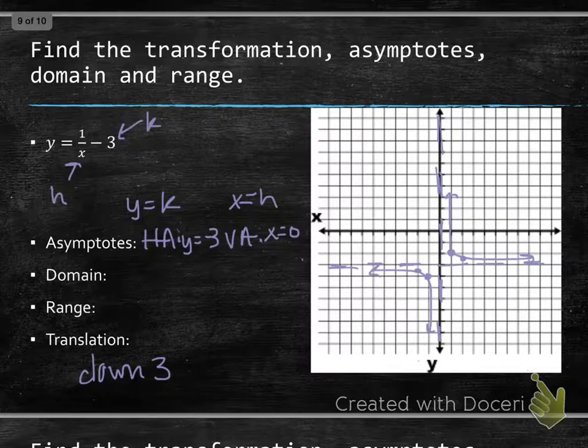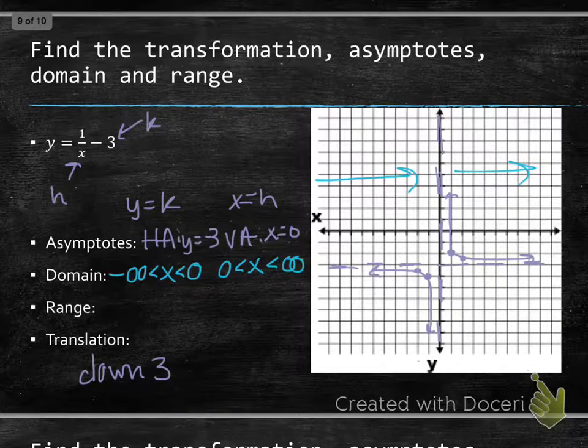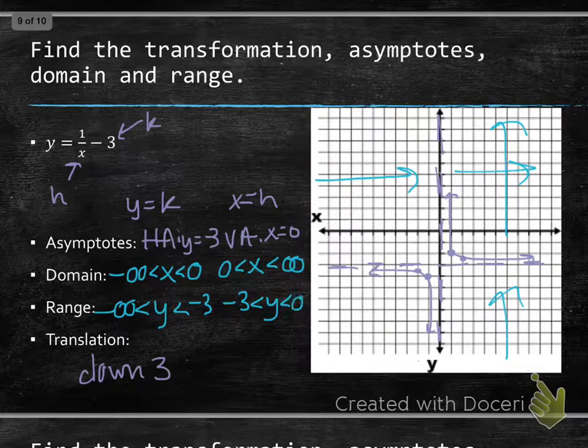So domain is on my x value, so if I start from the left, I go from negative infinity, I hit a wall at 0, I continue after that 0 and go to positive infinity. Range is starting from the bottom, so negative infinity. I hit a wall at negative 3, start back up at negative 3, and go up to positive infinity.